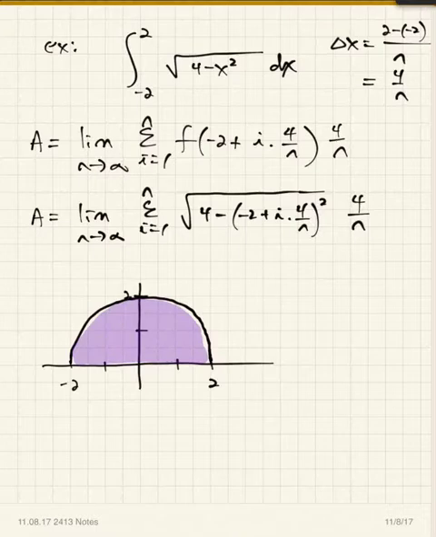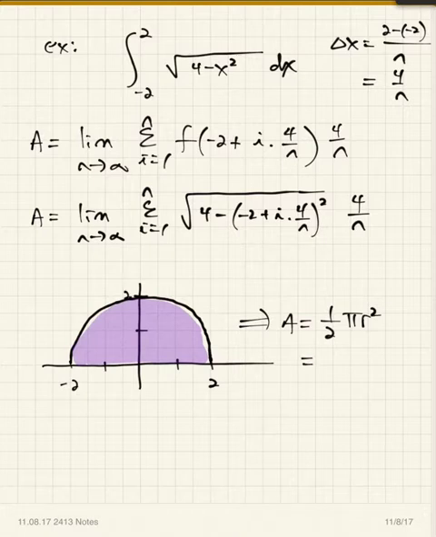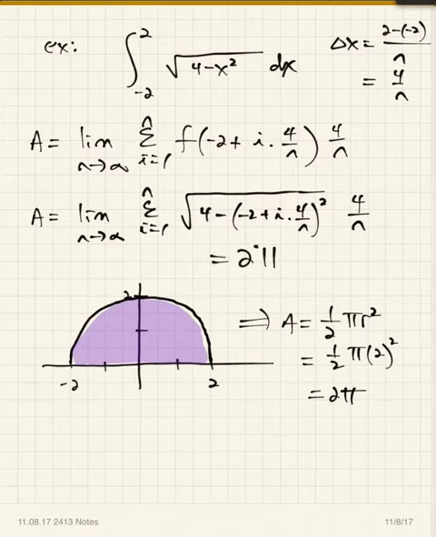But the area in this case would be 1/2 times pi times the square of the radius. The radius of this circle is 2. So it'd be 1/2 times pi times 2 squared. And you get 2 pi as the answer. And so, in fact, that's the value of this limit right here, and that's the value of this definite integral up here. It's 2 pi.